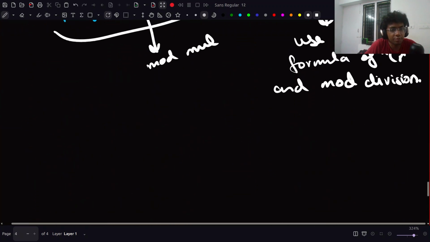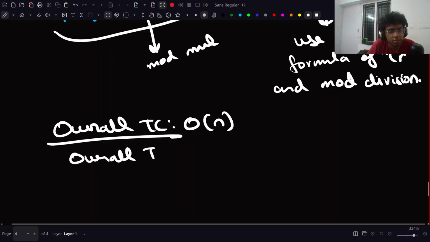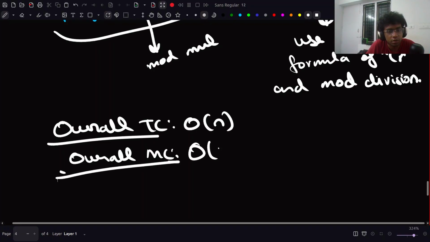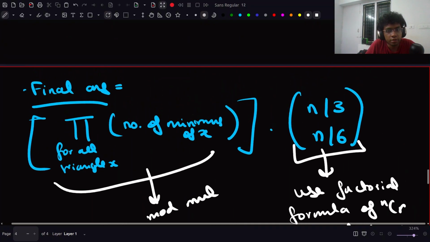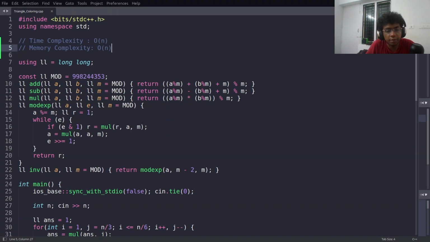And then the overall time complexity for this will be simply big O of n, as well as the memory complexity. We're not using any extra memory, but we're obviously taking input. So overall memory complexity will be again big O of n, right? So let's just have a look at the code.